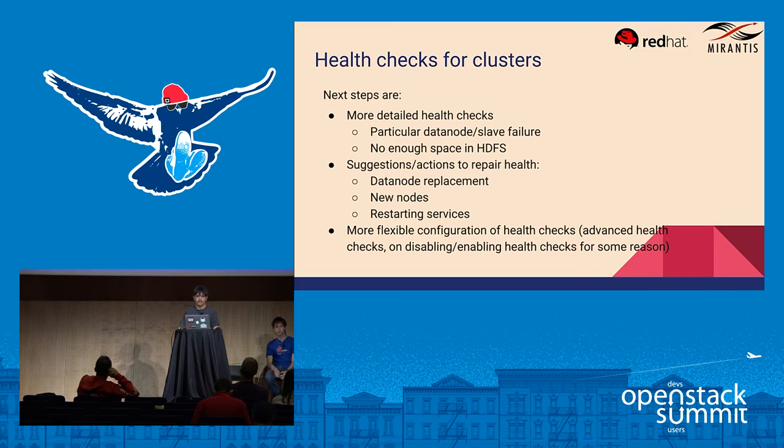So what is the next step for health checks? We are going to make some more detailed health checks, for example, for several data nodes, to understand which particular data node or slave has failed, for example additional space for HDFS. Also, we have some ideas to make some kind of actions or suggestions to repair your cluster. For example, in case of data nodes, if you have a failed data node, you can just start and replace that.